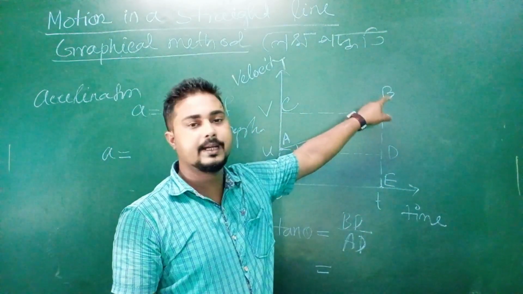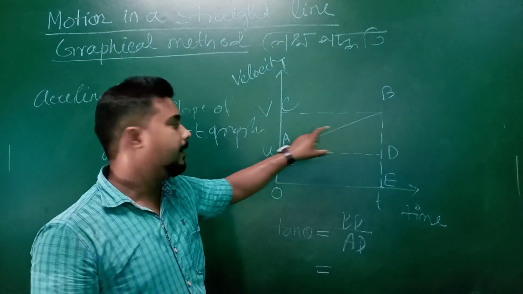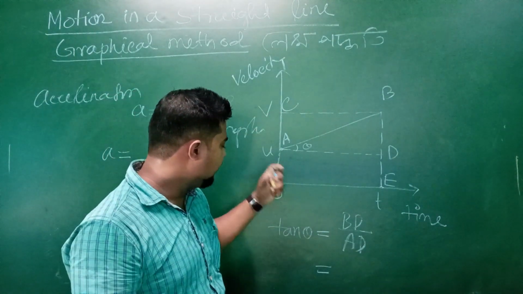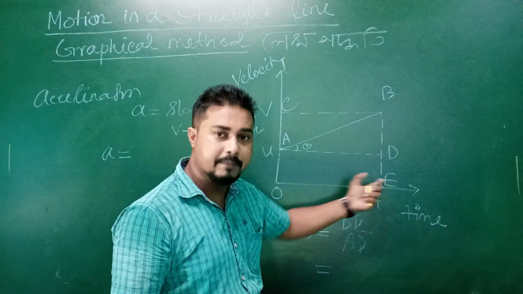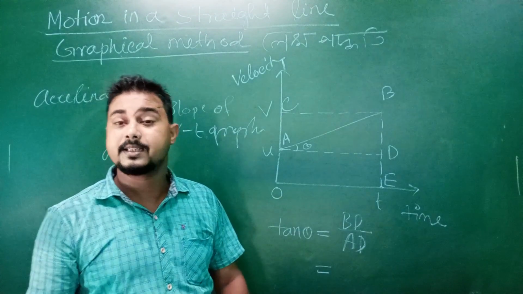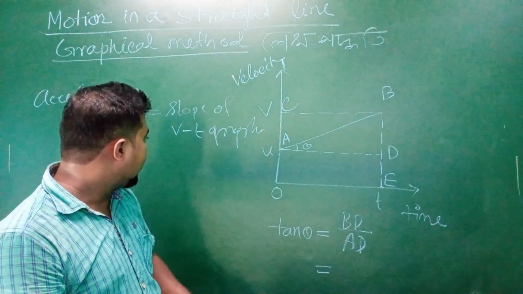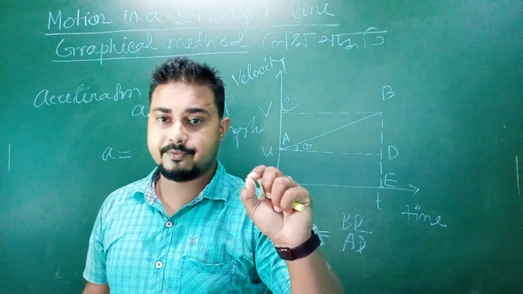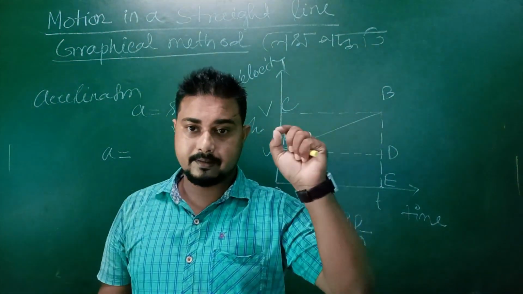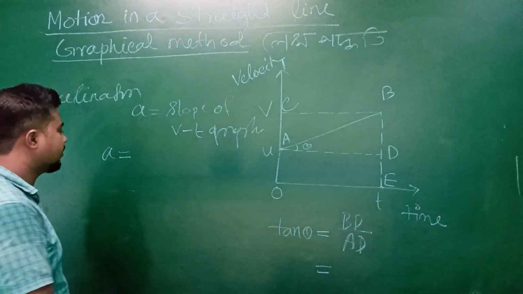Now BD is the change in velocity, which means v minus u. And AD is equal to OE, which is the time. So velocity by time is the acceleration. So we can write that a is equal to the slope of the graph. Let us try to find the expression for that slope.